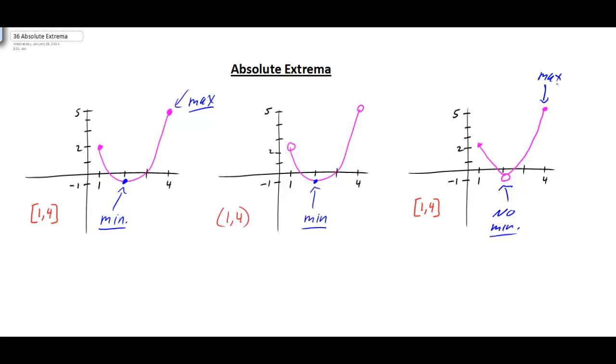Okay, so you'll notice that you won't always have a max or minimum point unless you have a closed interval. If you have an open interval, it's possible that you will not have a max or a minimum. But if you have a closed interval, such as this first example, you will always have at least a max and a minimum point.